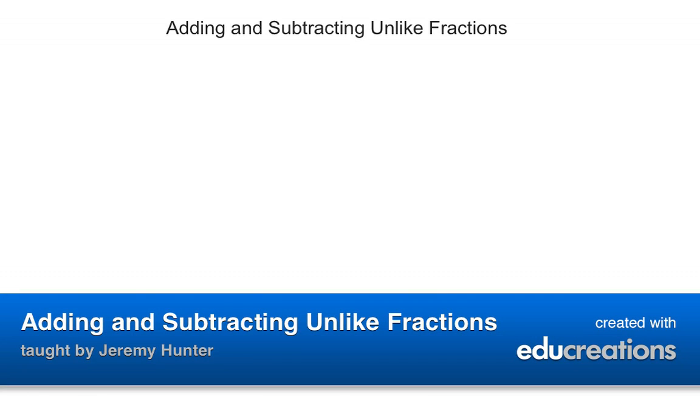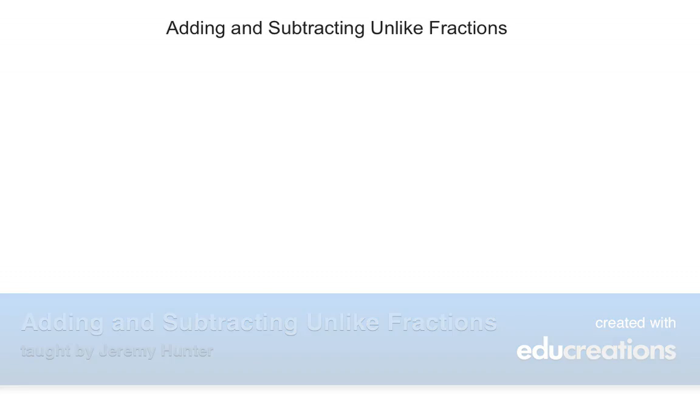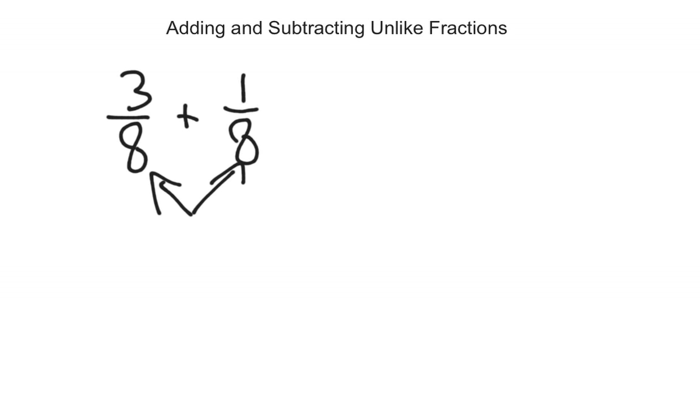Alright everybody, today's lesson is on adding and subtracting unlike fractions. So far we should already know how to add and subtract like fractions. Like fractions were things like 3/8 plus 1/8, where both denominators were the same, and that's what we call like fractions because the denominators were the same. All we had to do there was add the numerators together. The denominator stayed the same, and of course we always simplify.